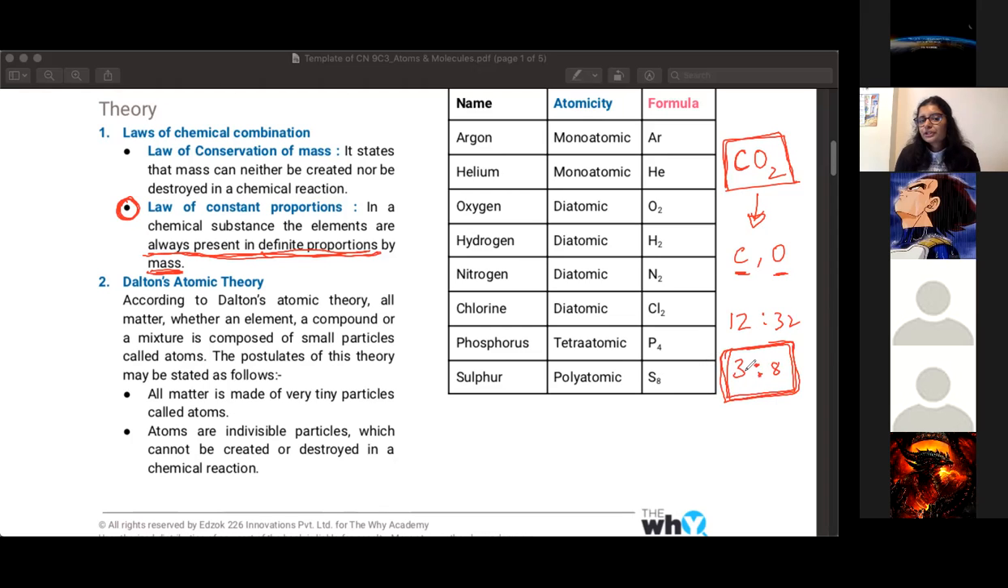If this ratio changes, suppose you took some gas and found that it was made up of carbon and oxygen, but the ratio is not 3:8, then that gas is not carbon dioxide. Because if it were carbon dioxide, you would always get the ratio of elements to be 3:8. So they're always present in definite proportions by mass. That's why it's constant proportions, always present in the same proportions. Okay. Similarly, what is water made up of?